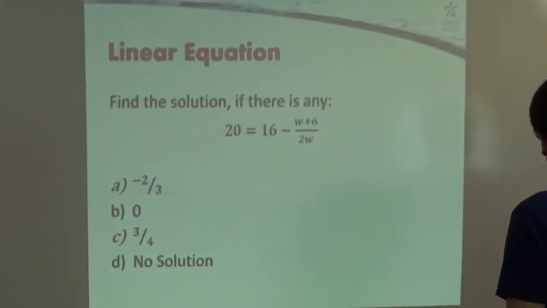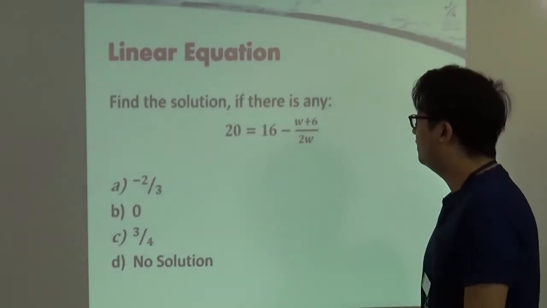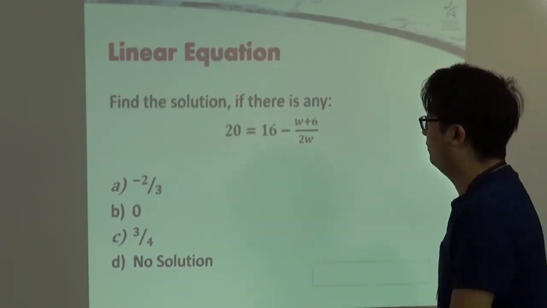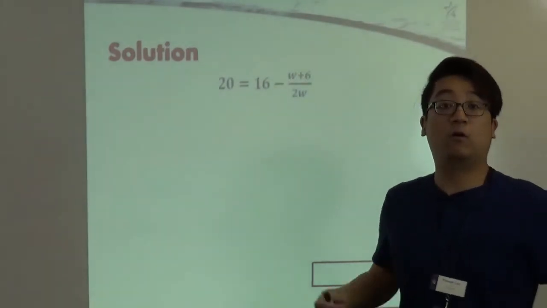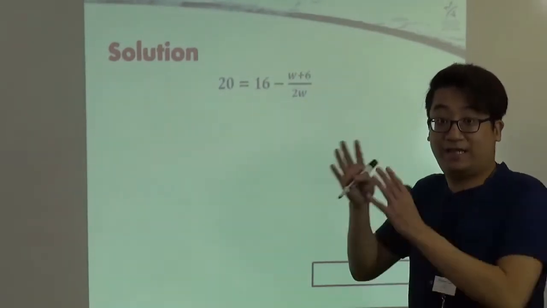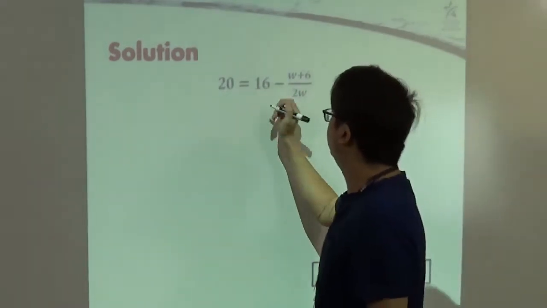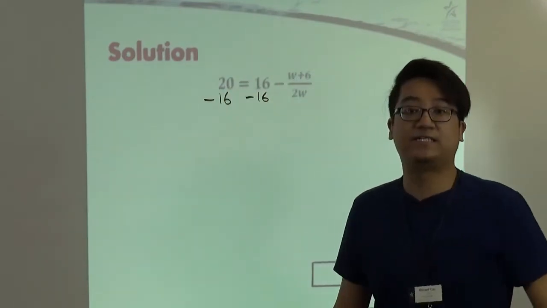Okay, so find a solution, if there is any, of 20 equals 16 minus (w plus 6) all over 2w. So let's solve that one. First things first, we have a fraction here, right? What we want to do is get that fraction by itself first. So first off, let's get rid of that 16. I get rid of 16 by subtracting 16 from both sides.